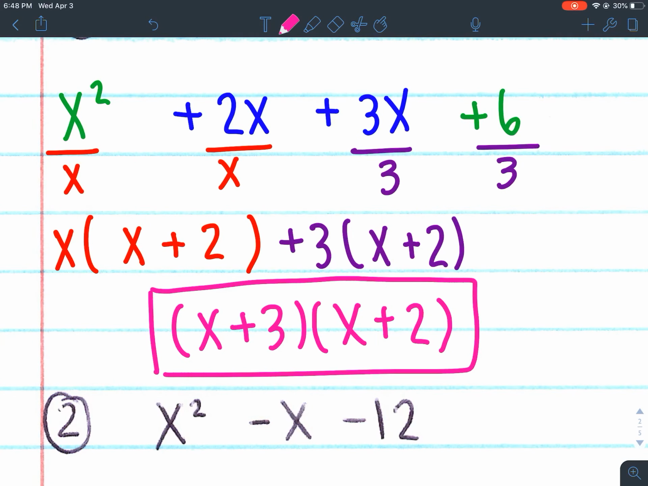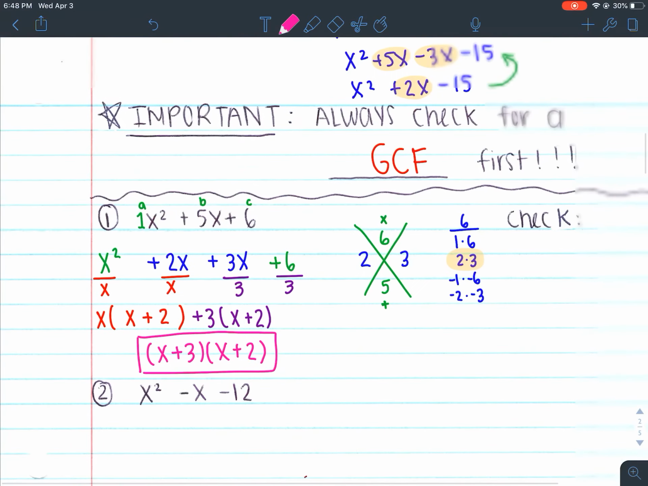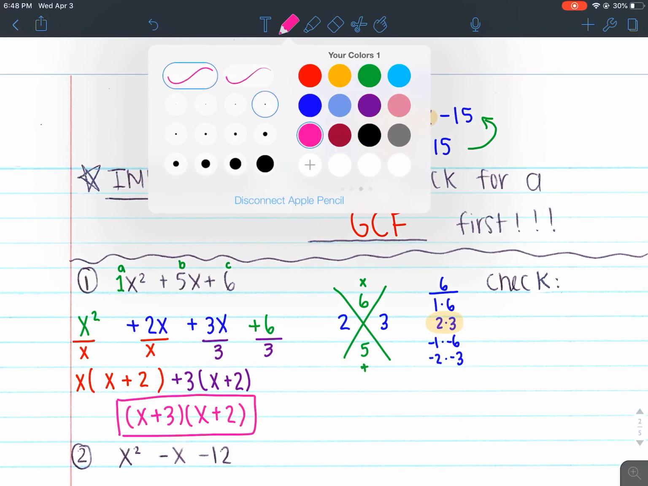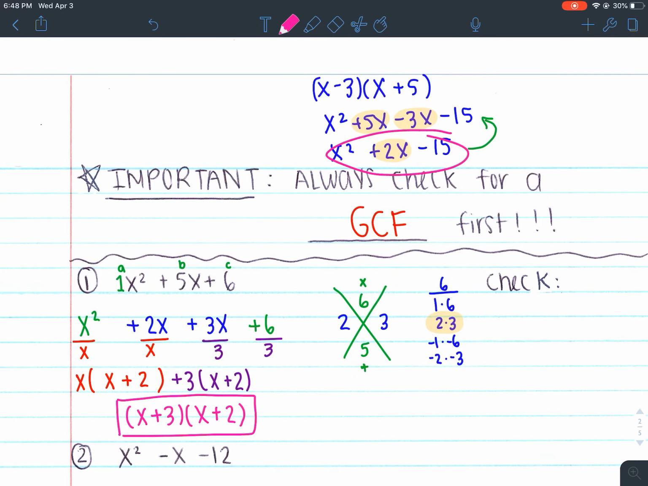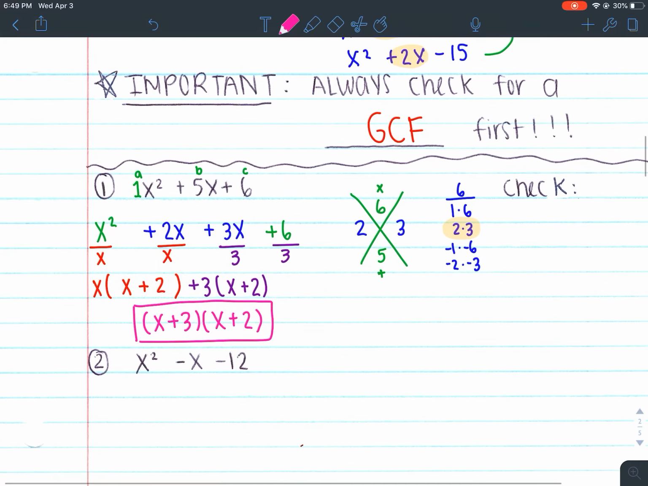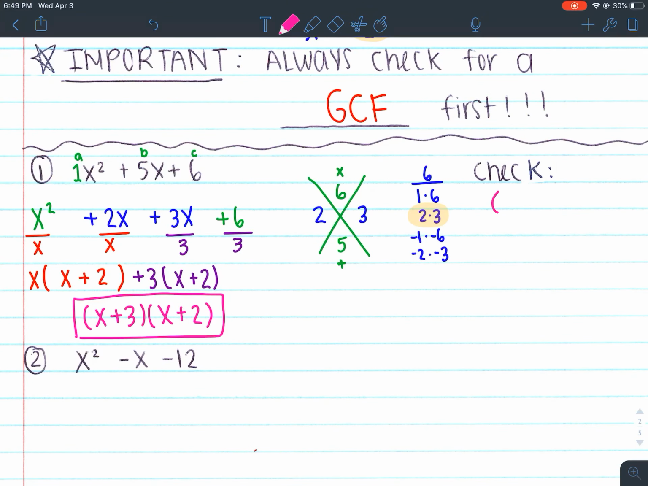I undid double distribution. See how I have 2 factors here that are both binomials? We went backwards. So that's basically like we started here at the trinomial step. We split them up, and then after we split them up and did factor by grouping, we got this step. And that's what we want because we're going backwards. We're undoing everything. Okay?